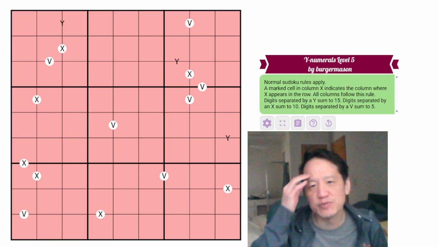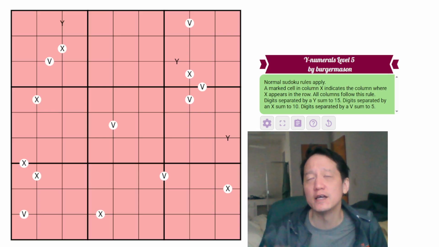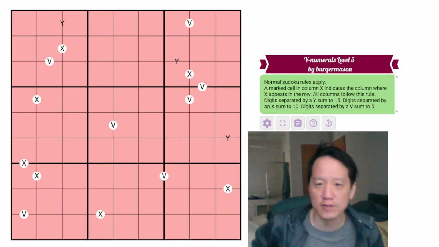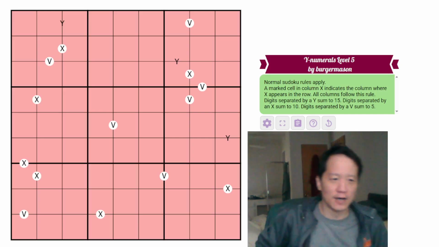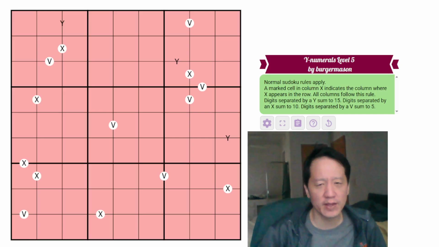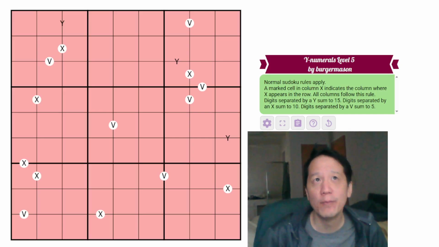And I've actually done this before, or not this one, but the Y-numerals before. And it's an interesting concept.